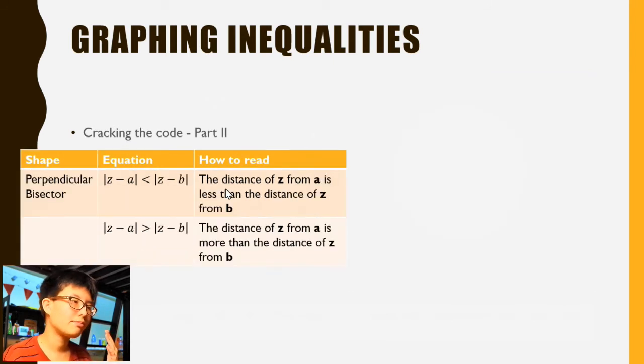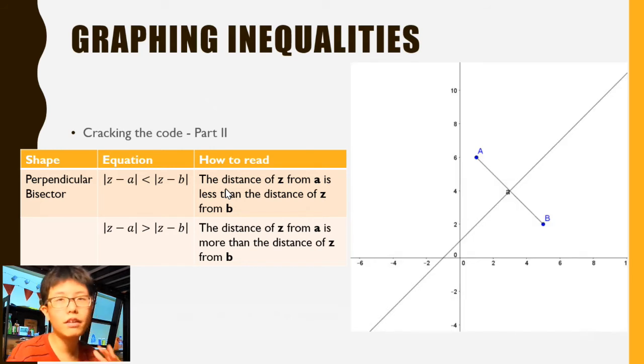Okay, so here we have the perpendicular bisector. Again, if you just draw a perpendicular bisector by itself, it's just a and b. You draw a line and then you draw a perpendicular line to that. So here we go. The distance of z, if it's just that, they're equal to each other, that's why it's the perpendicular line. Okay, so the distance of z from a is less than the distance of z from b.